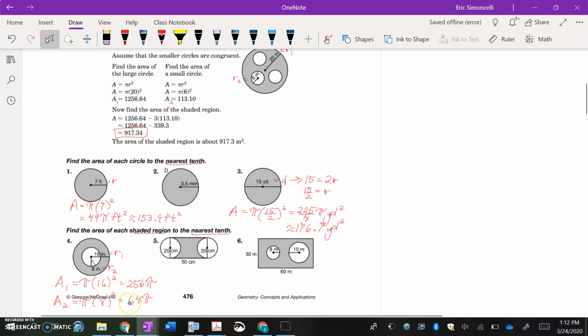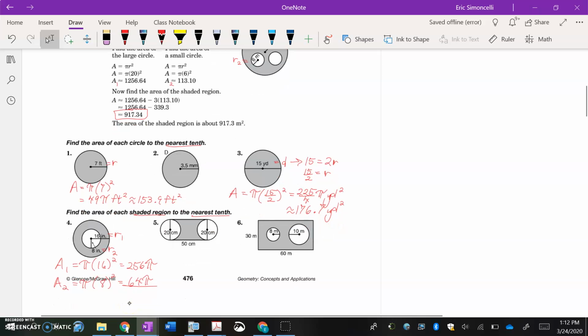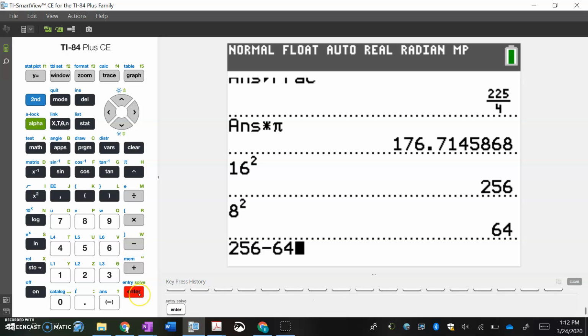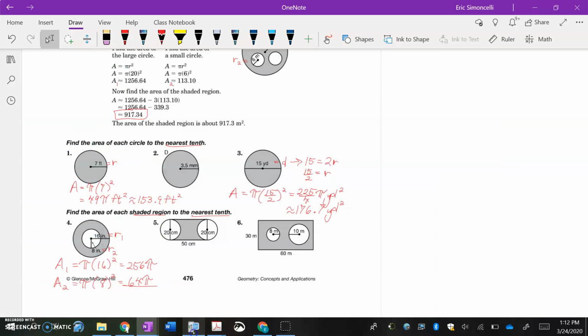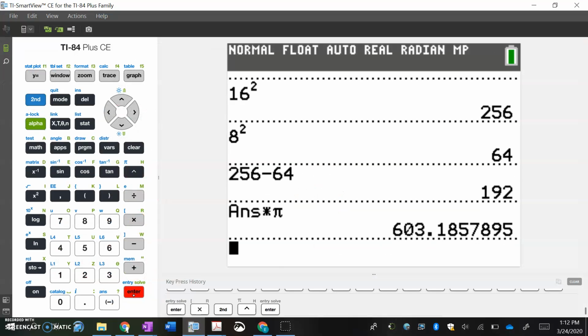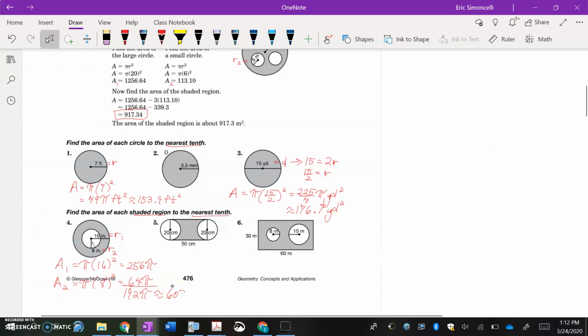And if we subtract these two, quite simply, it will boil down to 256 minus 64. They're quote-unquote like terms. And then we can continue with 192 pi as one version of the answer. But of course, we have another version where if we multiply by pi, 603.2. And that's inches squared.